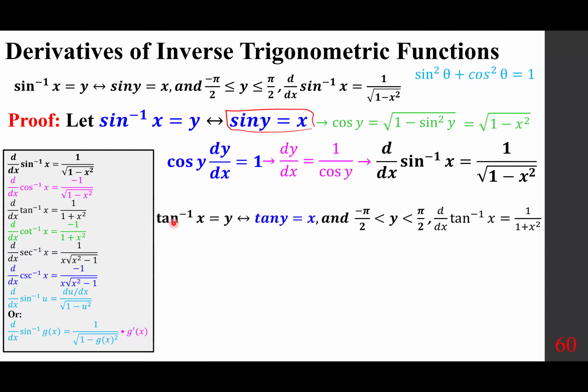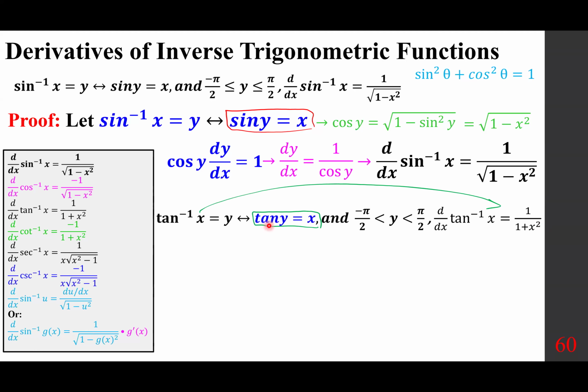Let's go with tangent. When tan inverse of x equals y, by definition it means tan y equals x. As you recall, the limitation we put is the same as the limitation for the sine, except it doesn't have the endpoints. We want to prove that the derivative of tan inverse is 1 over 1 plus x squared, so we want to go from here to here. We are going to do implicit differentiation on this one.